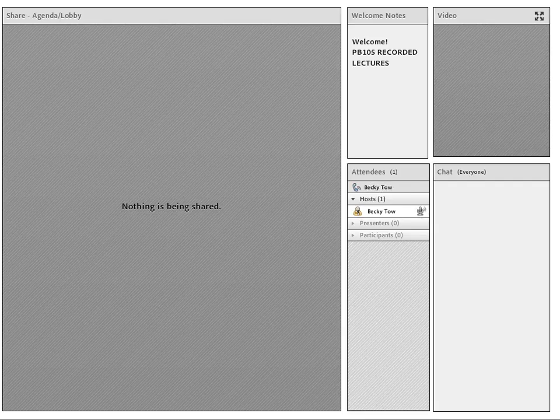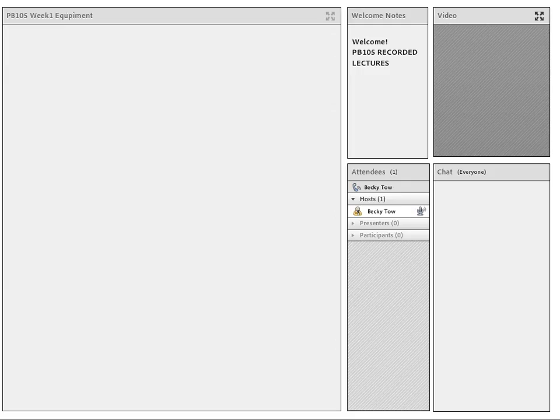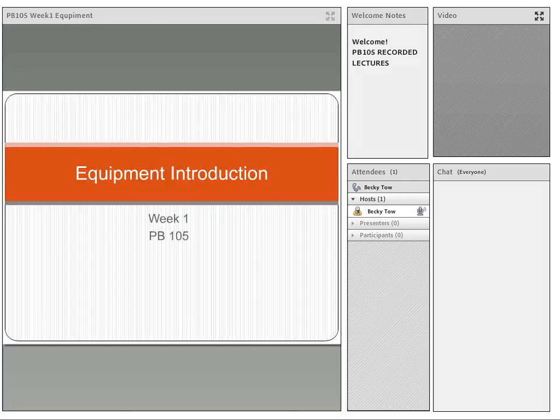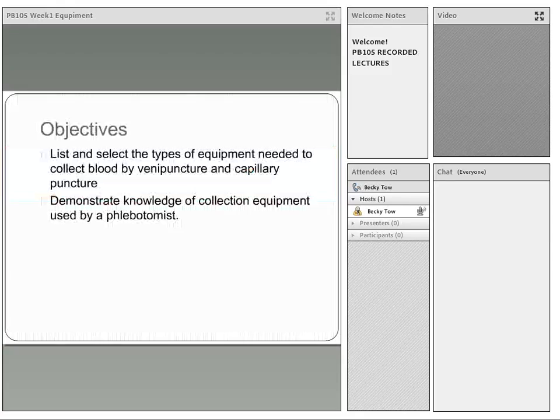Equipment presentation, very short PowerPoint. Basically, I give you a view of the kind of equipment that you should be familiar with by the end of the first couple weeks. Just recognizing what you're going to be using. Also understanding that phlebotomists do both capillary and venipuncture procedures, and the equipment you use would be completely different.